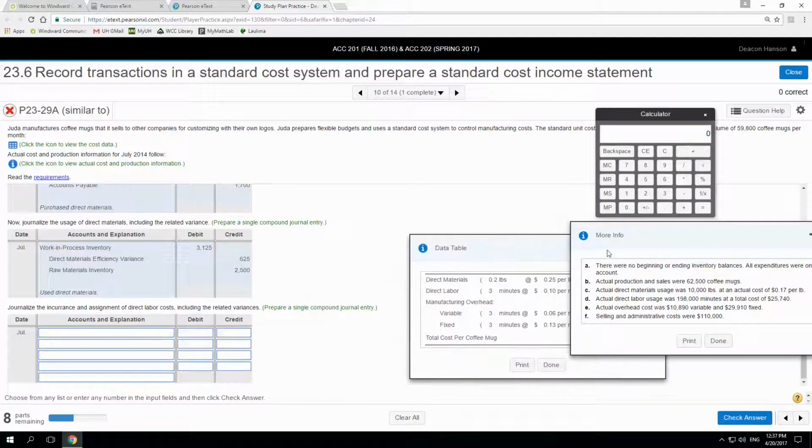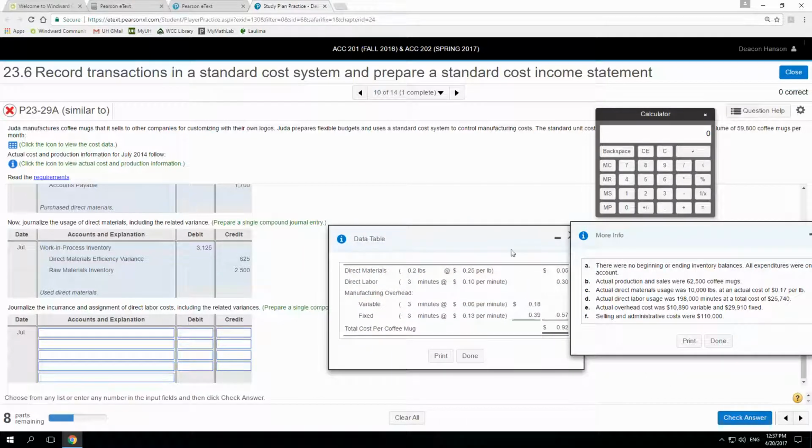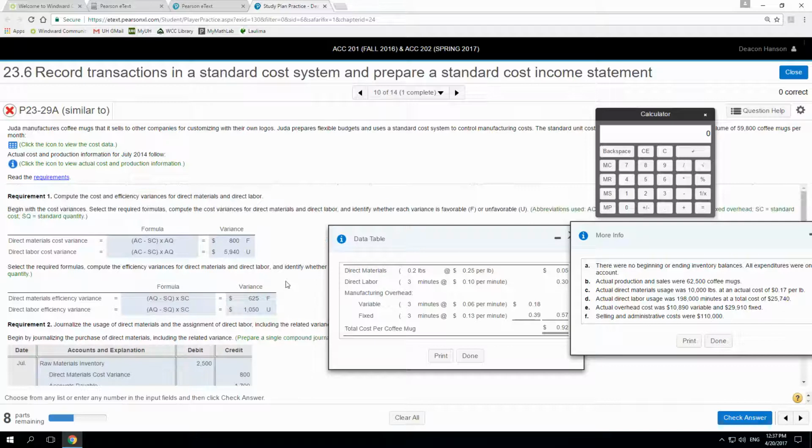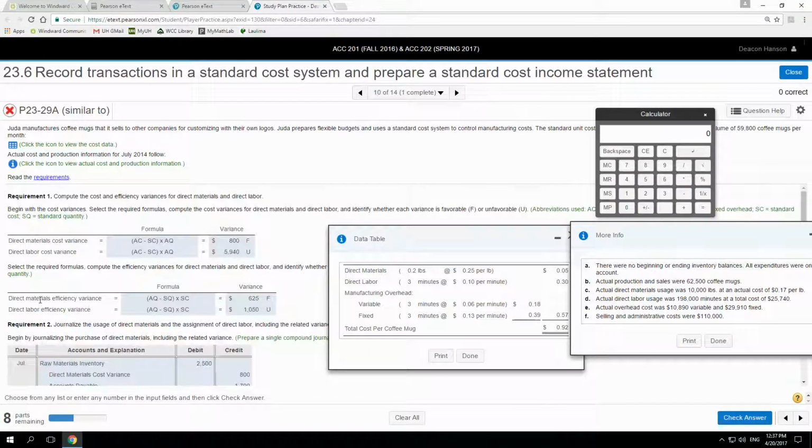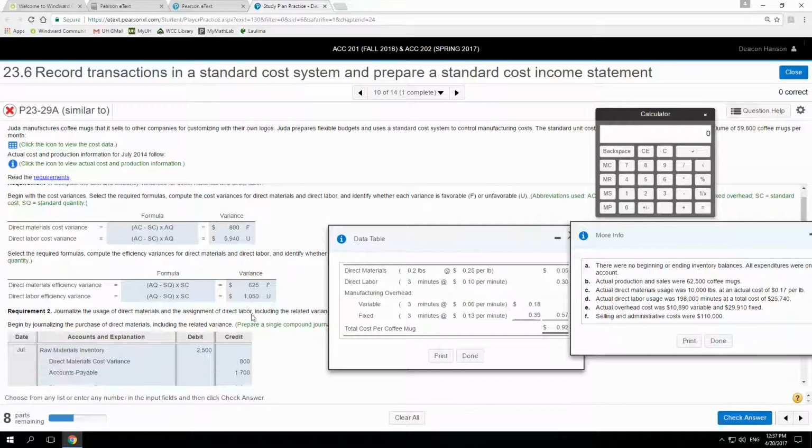Okay, now they want us to lump the whole thing. So we're not going to break the labor into 2 entries. We're going to do the whole thing in 1 entry. So why don't we look at our variances first? You got direct labor cost variance unfavorable. So that's going to be a debit, 59.40. And you got direct labor efficiency variance unfavorable, 1,050.